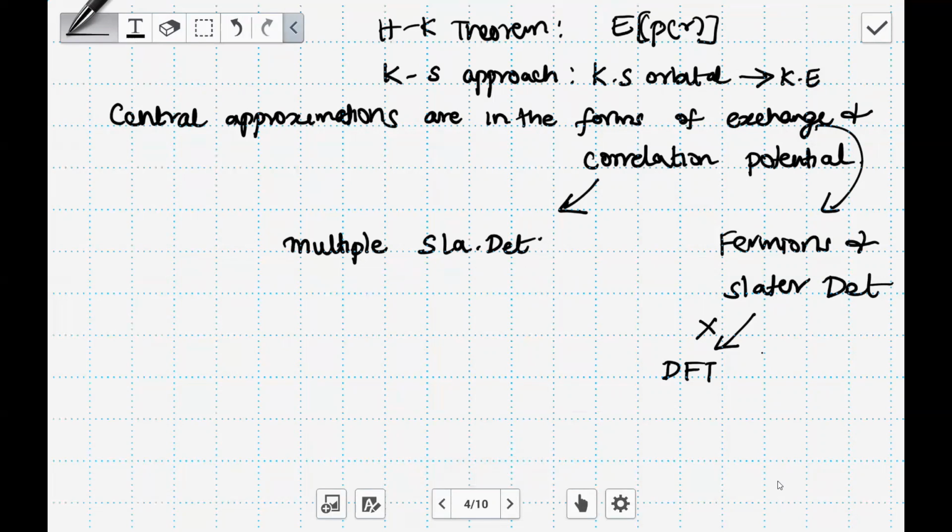So because of both these issues, we have some approximations for calculating the exchange correlation function. Okay, you heard this in the previous lecture. There is something called local density approximation, generalized gradient approximation. Okay, so all these things introduce an error called self-interaction error.